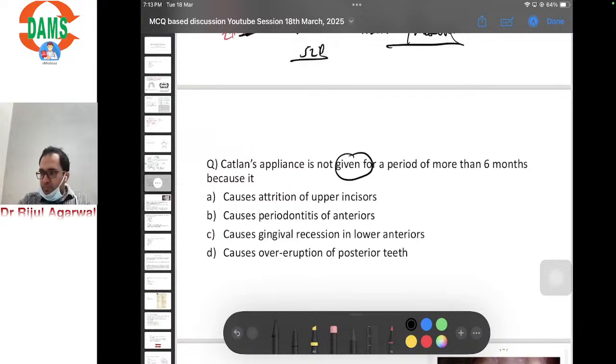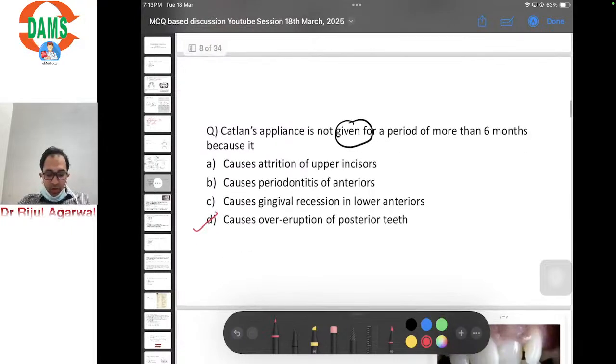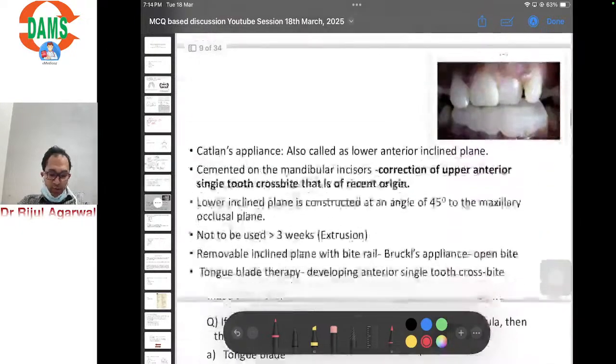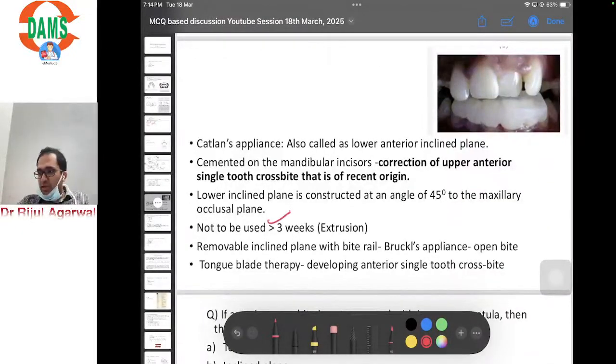D. Anyone else? So I suppose most of you, or you can say everyone who has given the answer, got it right. It causes over eruption of posterior teeth. Okay, so don't get confused. I have written here 6 months, or the question gave 6 months. Technically it should not be used for more than 3 weeks. I don't think I need to explain anything in this question.